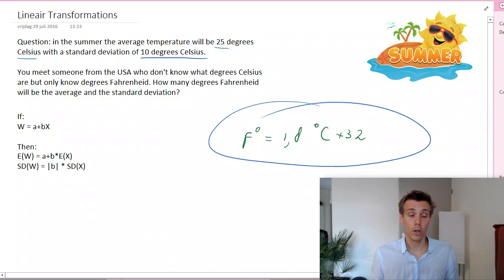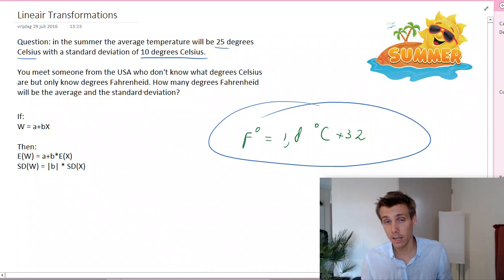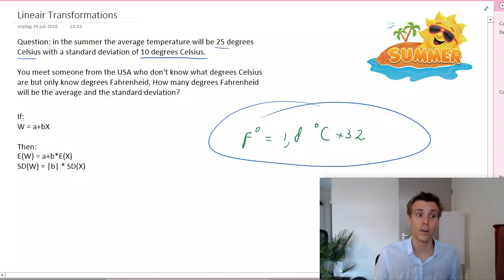And now the formula for linear transformations. By linear transformation I can explain to you the average in degrees Fahrenheit and the standard deviation in degrees Fahrenheit. So if W is A plus BX, in this case W and X can be anything. In this case the X will actually be degrees Celsius and the W will be degrees Fahrenheit.